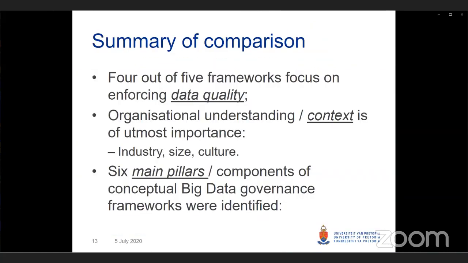Based on the comparison of the characteristics on the previous slide, the following can be highlighted. 4 out of 5 frameworks focus on enforcing data quality. Organizational understanding or context is of the utmost importance when considering the adoption of a data governance framework for big data. These include the industry in which the organization functions, the size of the organization, as well as the organizational culture. As a result of the comparison, 6 main pillars or components of a conceptual big data framework can be identified.